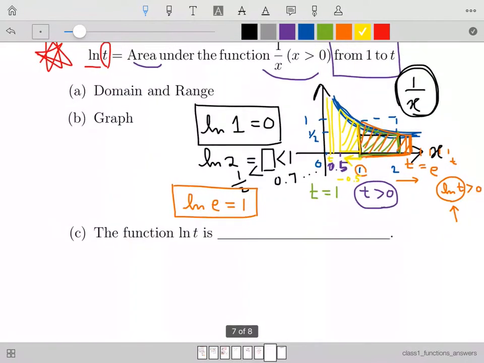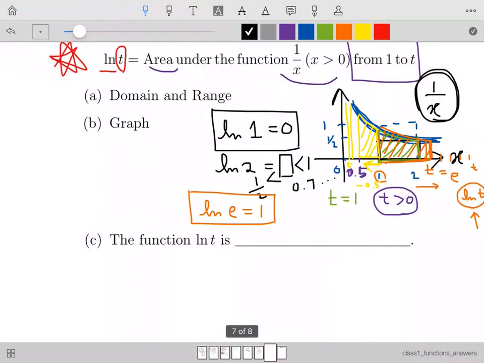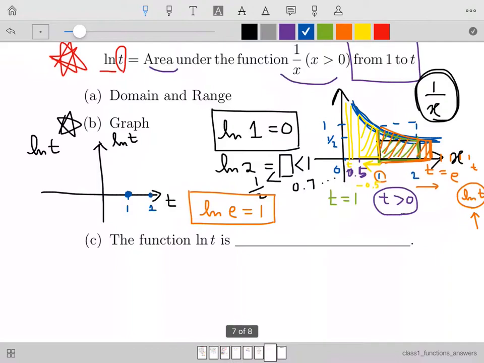So from there, we can make the graph of ln t. This is very important. Graph of ln t is the following. This is t, and that's ln t. When t is 1, the area is 0. When t is 2, the area is approximately, let's say this is 1, it is less than 1, so it is somewhere here. When t is e, then the area is exactly 1. e is approximately 2.7 something, so it is somewhere here, then it is 1.